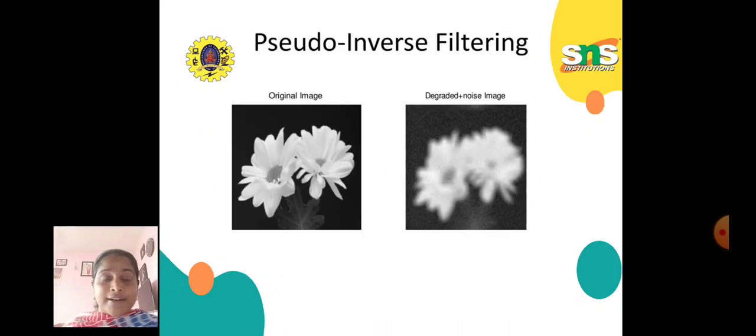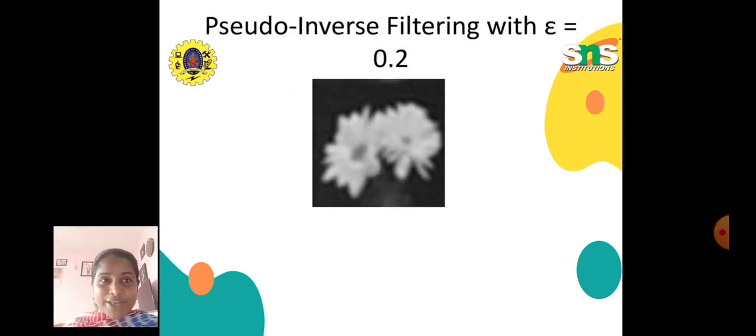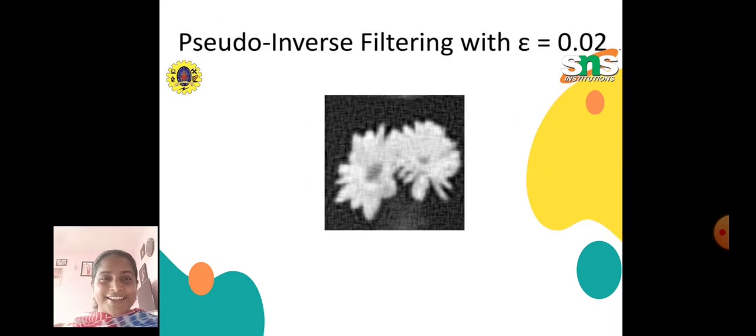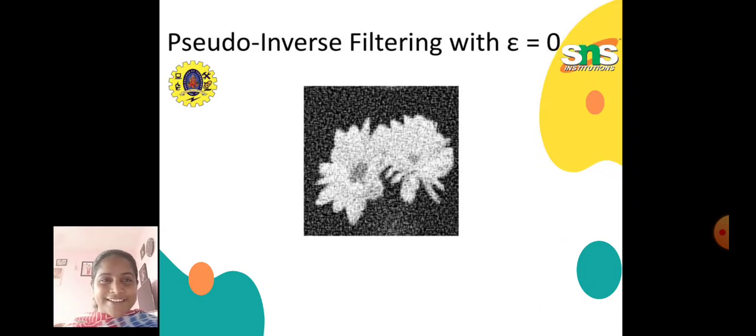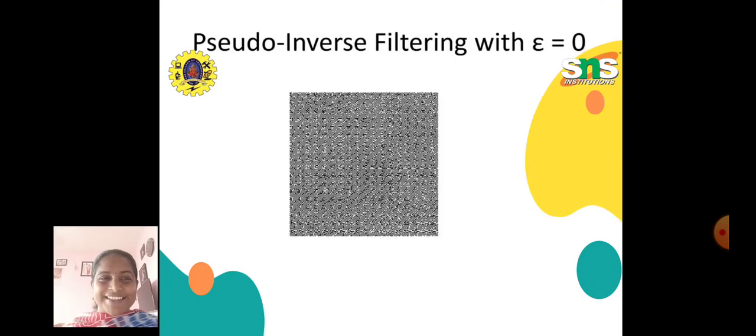See here the examples of pseudo-inverse filtering: original image and degraded with noise image. See here, pseudo-inverse filtering with epsilon equal to 0.2. Pseudo-inverse filtering example with epsilon equal to 0.02. See here, epsilon equal to 0, the pseudo-inverse filtering output.